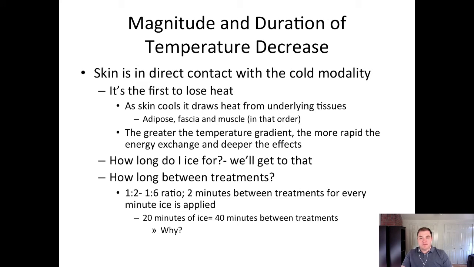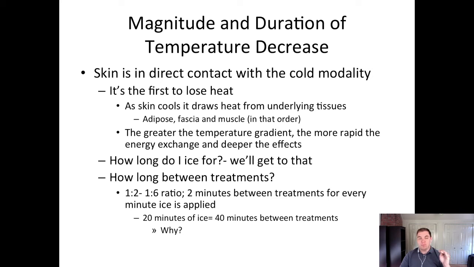So this looks like a lot on a slide, but it's going to make sense here in a second. Magnitude and duration of temperature decrease. So skin is in direct contact with the cold modality typically, right? So the skin is usually the first to lose its heat. As the skin cools, it draws heat from underlying tissues. It goes adipose, fascia, then muscle in that order.